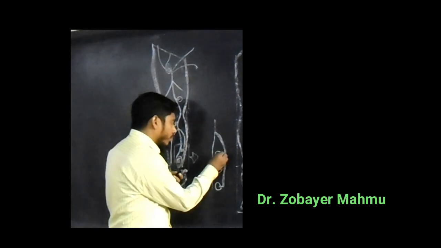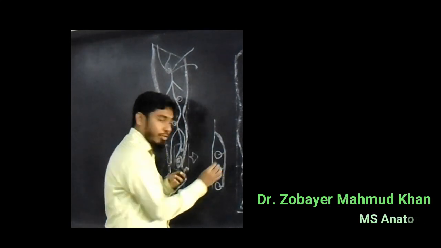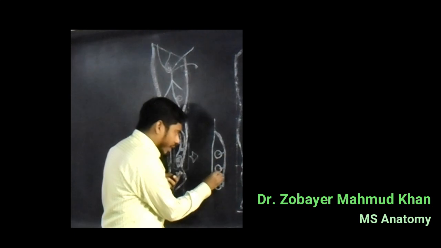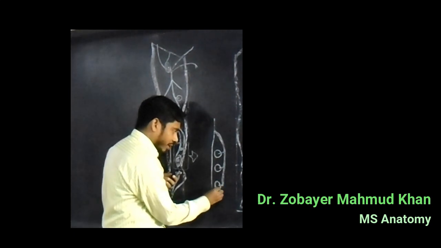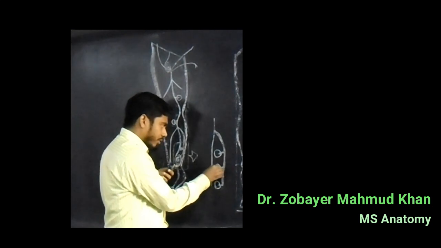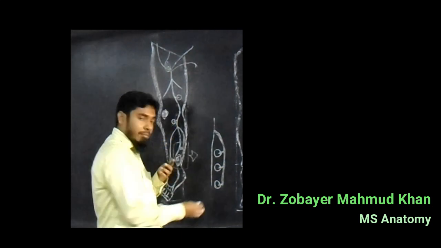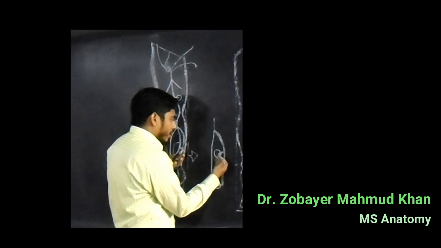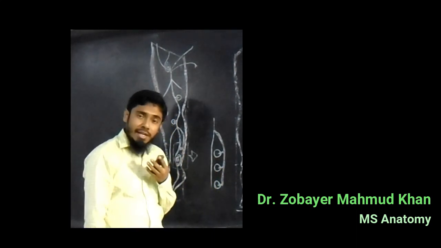Don't think of this rounded structure as the perforator. This fruit-like rounded one is not the perforator. Okay, these are the perforators. Here is one perforator, here is one perforator, here is another perforator. But why have I drawn this circular structure here?